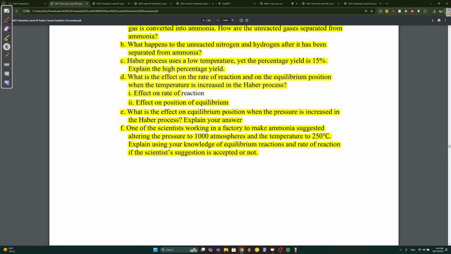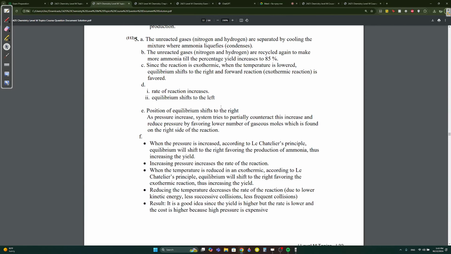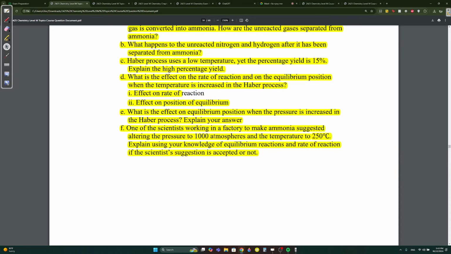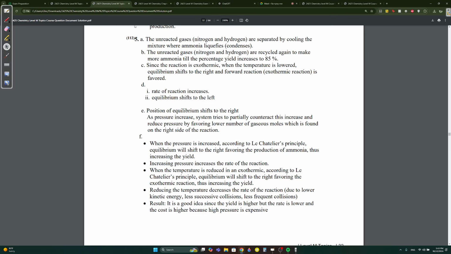Part F: one of the scientists working in a factory to make ammonia suggested altering the pressure to 1000 atm and the temperature to 250. Explain using your knowledge of equilibrium whether the scientist's suggestion should be accepted or not. No, because obviously increasing the pressure will be good, but it's too expensive. That's in the book. They said if you increase the pressure too much, it's going to be too expensive to build. Okay, so look, when the pressure is increased, according to Le Chatelier, the equilibrium will shift to the right, forming products.